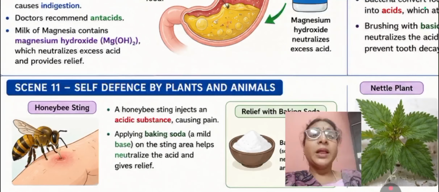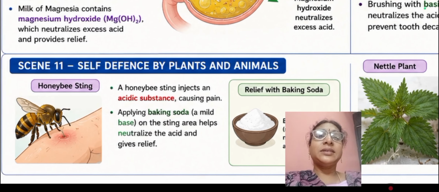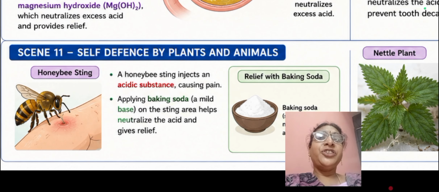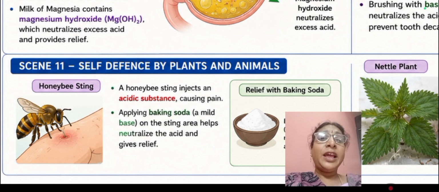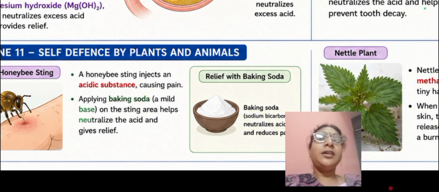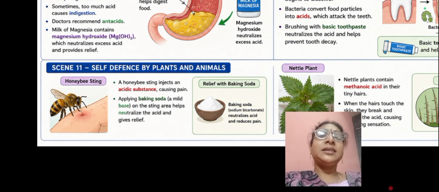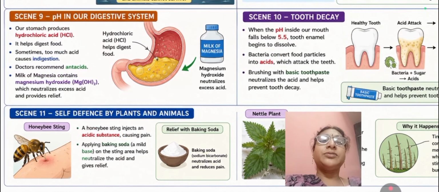Next, self defense by plants and animals. A honeybee sting injects an acidic substance that causes pain. Applying baking soda, a mild base, on the sting area helps neutralize the acid and gives relief. When an acid and a base react, they form salt and water. So this is neutralization.